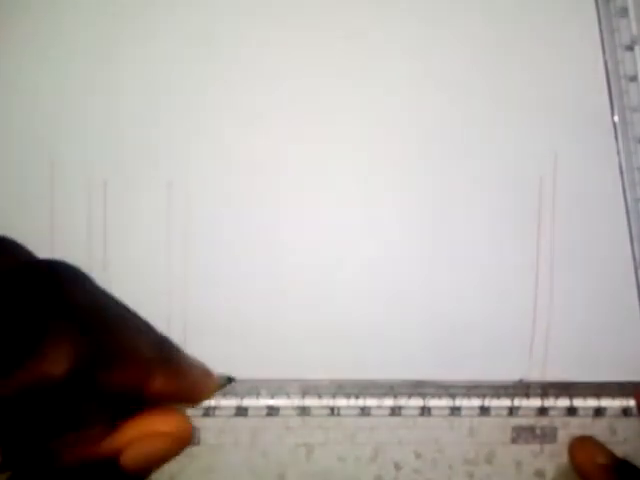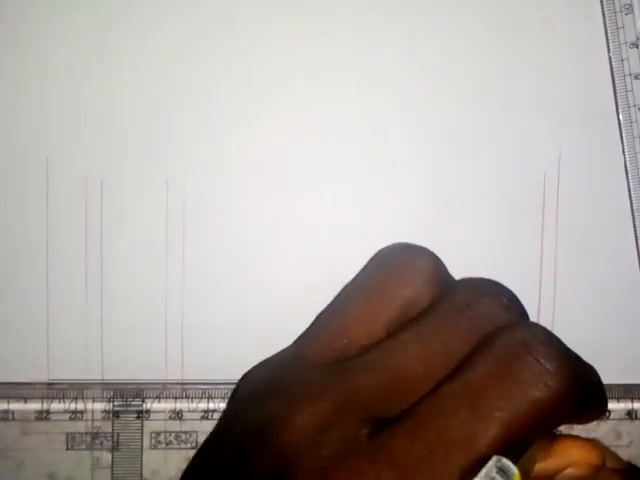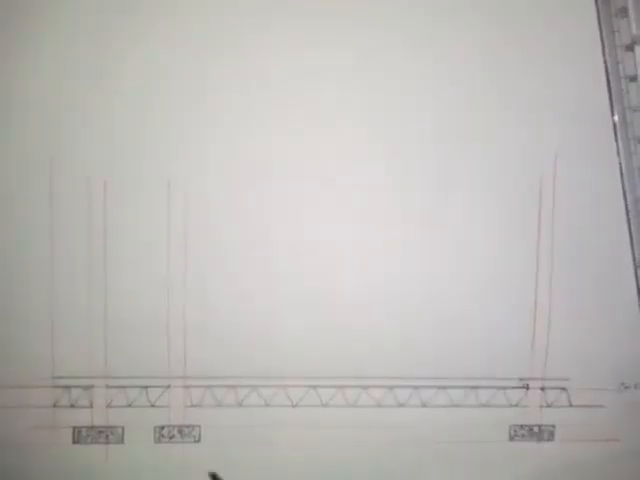For the concrete slab, this is going to cover the whole of this. All right, to show that it is concrete, we put this here to represent the gravel.